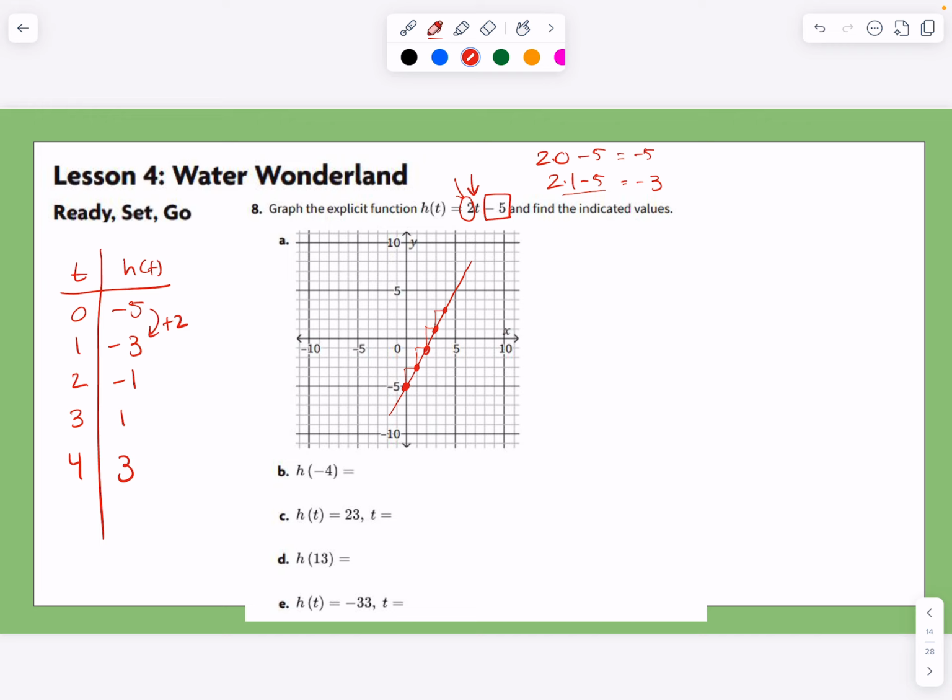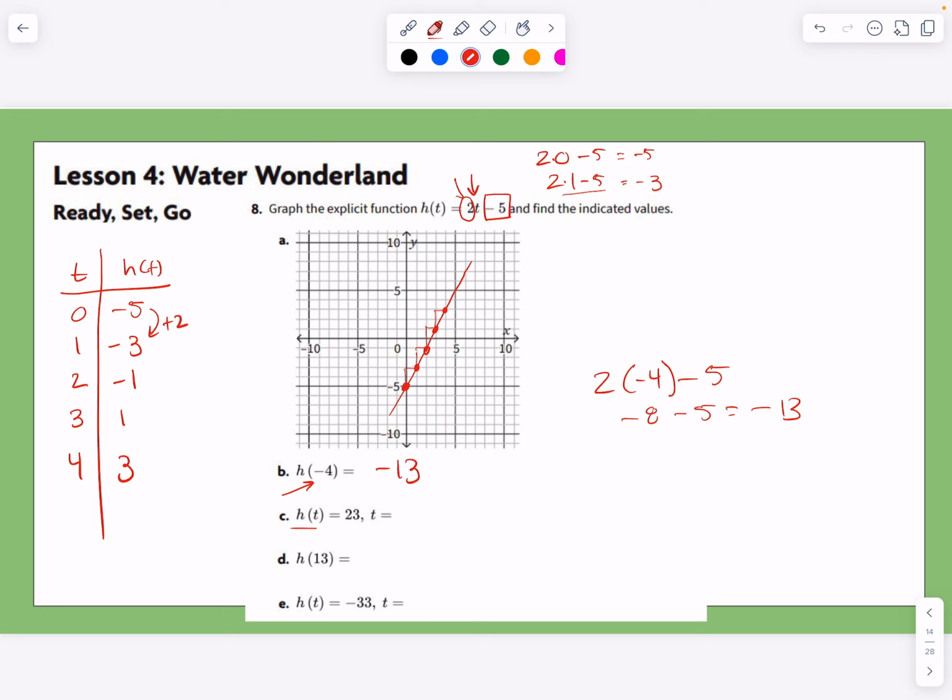Now, when I look at the next thing, they said, oh, well, now let's find some values. Let's do h at negative 4, which simply means we're going to take our equation, we're going to put a negative 4 instead of the t, and we're going to solve that. So we have negative 8 minus 5 equals a negative 13. That's all they're wanting to do.